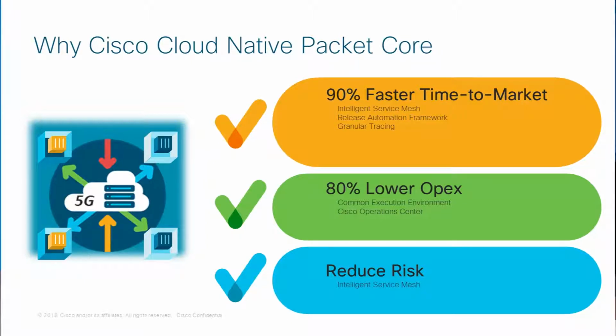We also need to do this at much lower OpEx. The problem that often happens with physical, even today's NFV-based implementations, is that the OpEx to actually run these is significantly higher than we need to actually generate revenue from these new services. So how can we actually run the network in a lot more cost-effective manner?